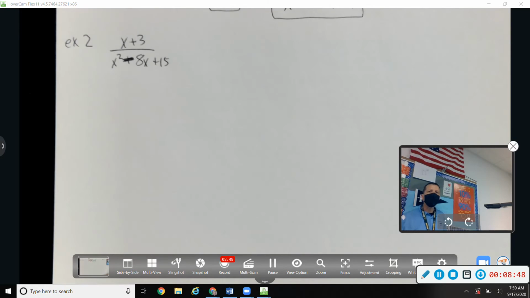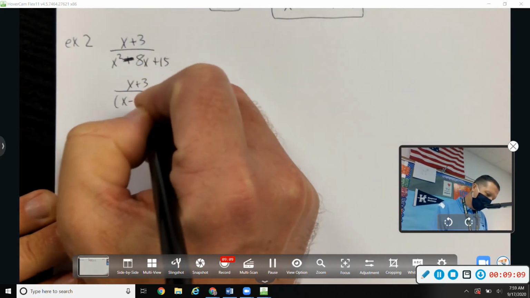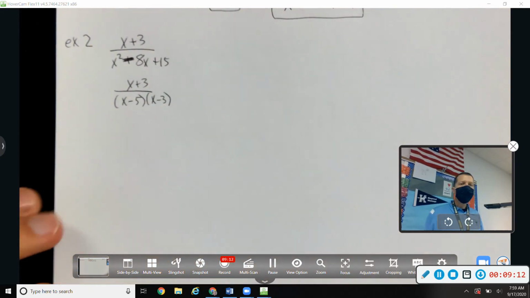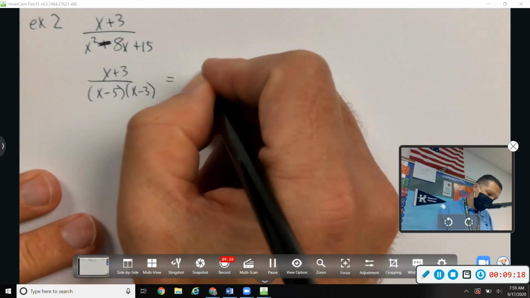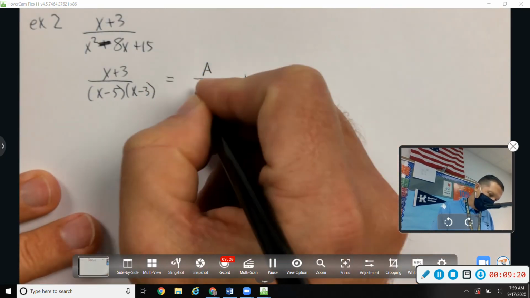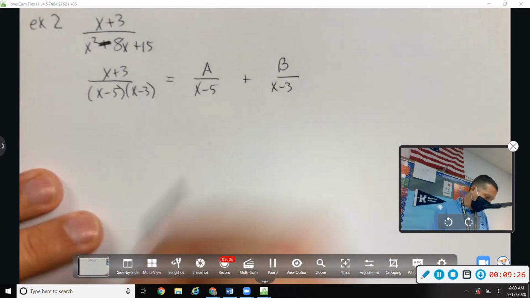What do you think we should do first on this example? There's kind of an extra step at the beginning. Factor the denominator. So x minus 5 and x minus 3. And now we'd be ready to go set up our problem. So our denominators would be x minus 5 and x minus 3. And we'd be looking for a and b.